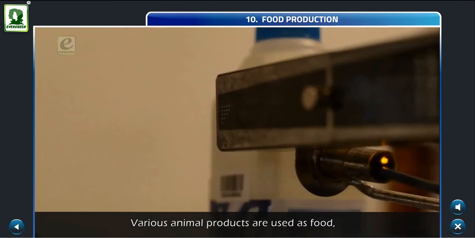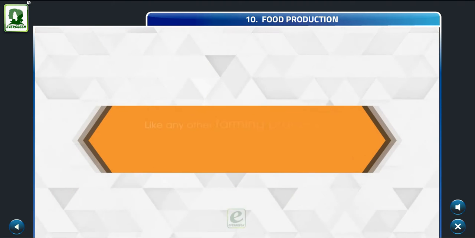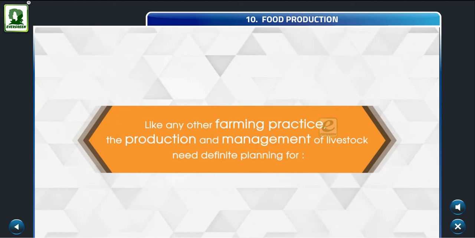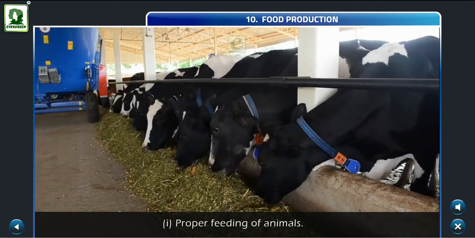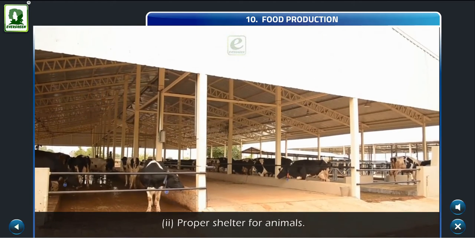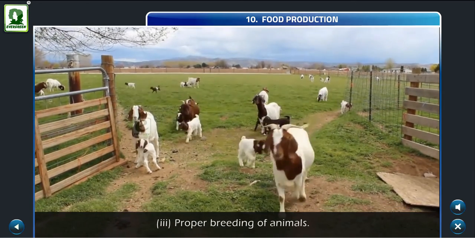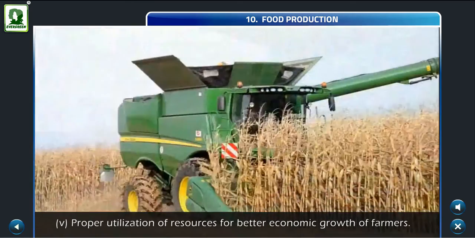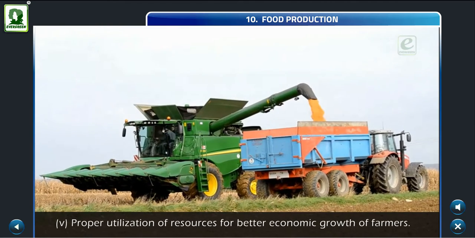Various animal products are used as food, milk, and other commercial reasons. Like any other farming practice, the production and management of livestock need definite planning for proper feeding of animals, proper shelter for animals, proper breeding of animals, prevention and cure of animal diseases, proper utilization of resources for better economic growth of farmers.